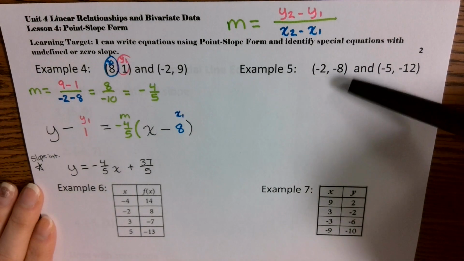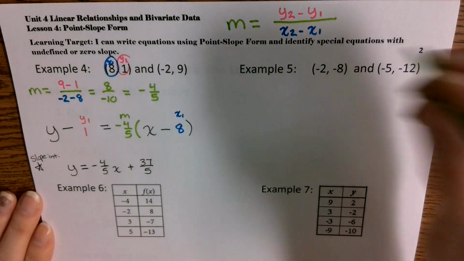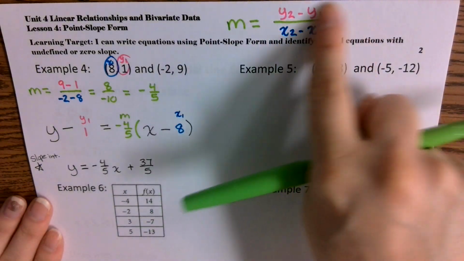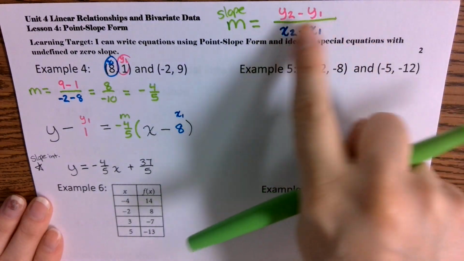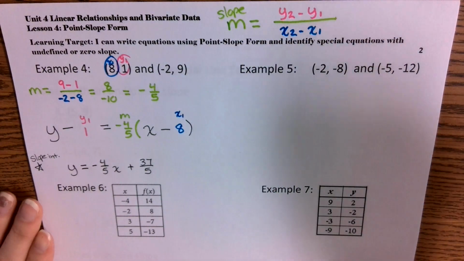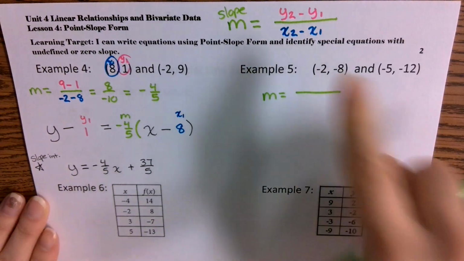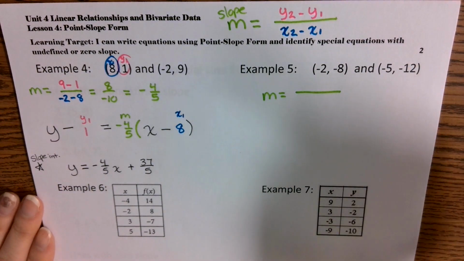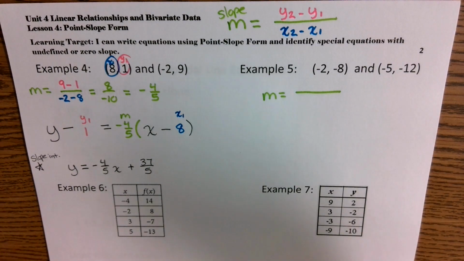Let's take a look at example number 5. Again, I'm given 2 points. I have to solve for the slope. I have to plug into my slope formula. This is my slope formula. I have to subtract my y's and subtract my x's. Does it matter which point I choose to be my first and which one's my second? Does it matter? No, it does not matter.